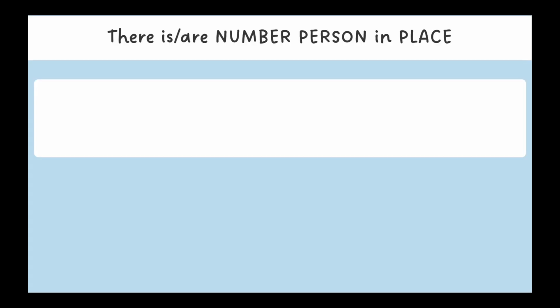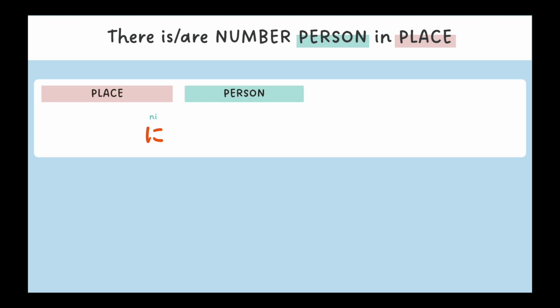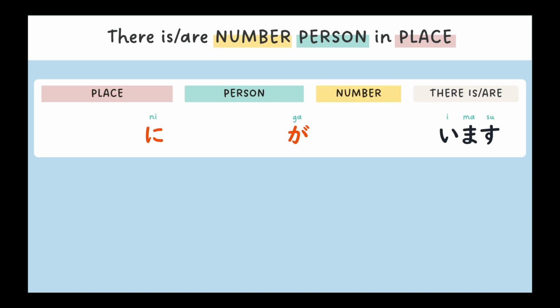You're already familiar with this pattern. There is person in place. Place に person がいます. So this time, let's add a bit more detail and specify how many there are.